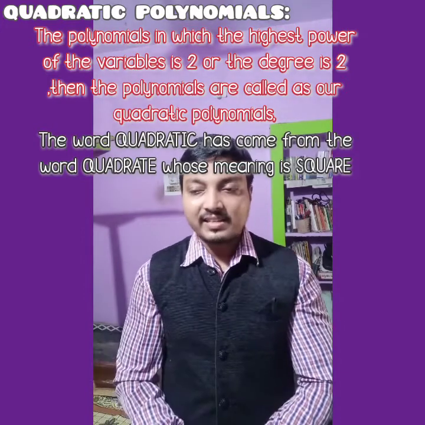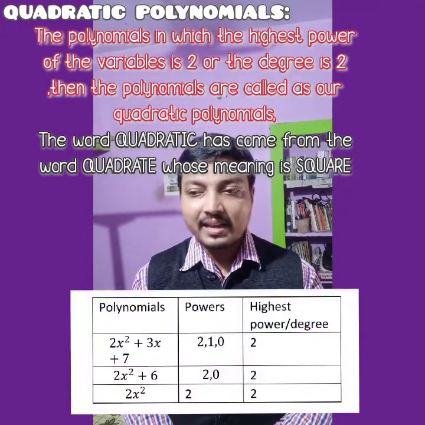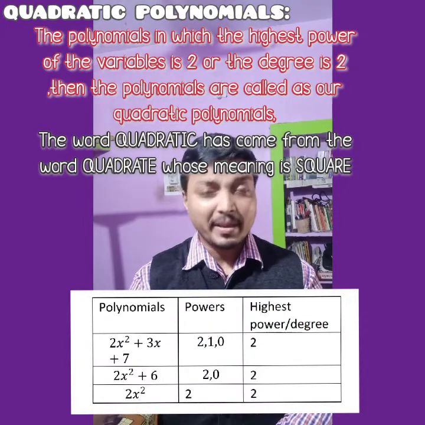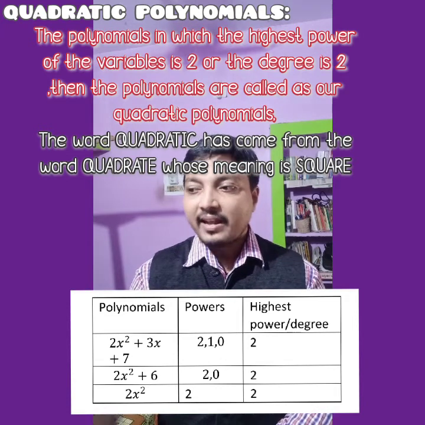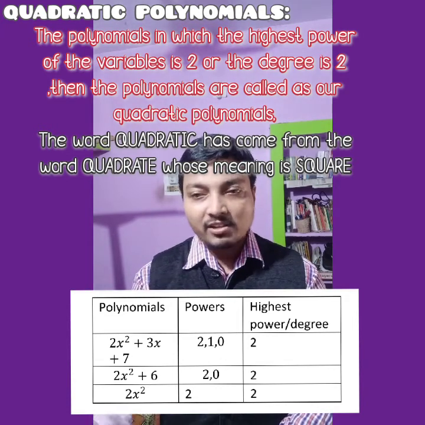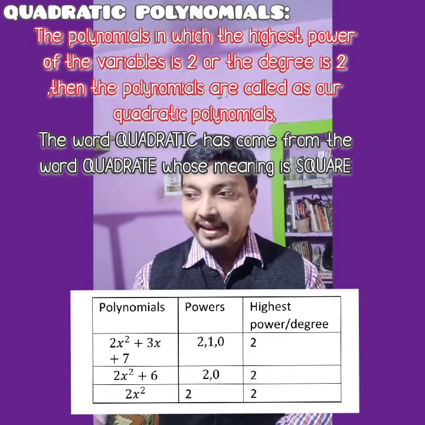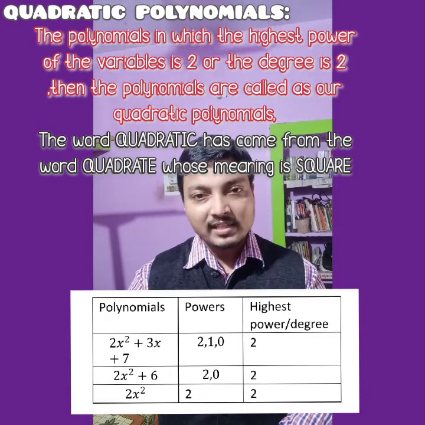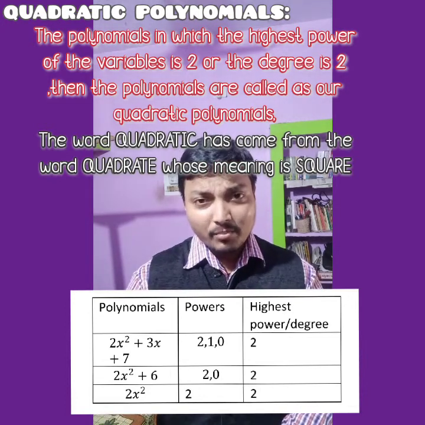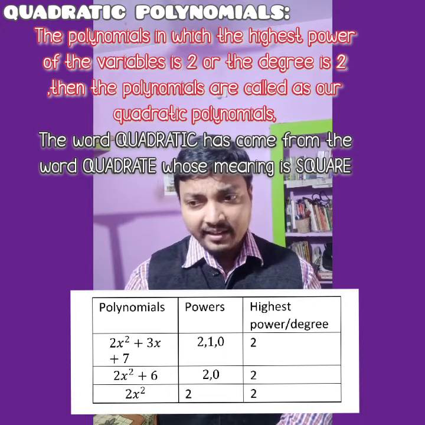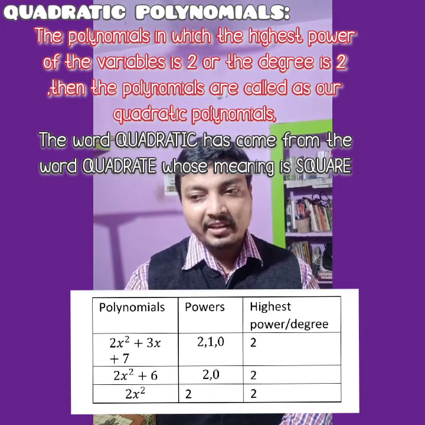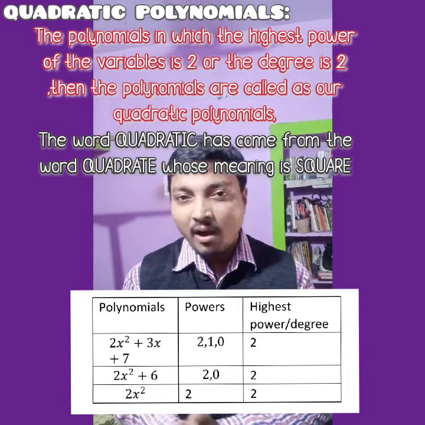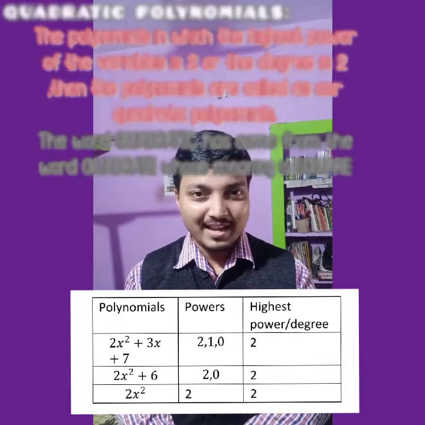A few examples I have shown. One is 2x square plus 3x plus 7. Here the highest power of the variable is 2. Another example, 2x square plus 6. Here also the highest power of the variable is 2. And another one, 2x square. Here the highest power is 2. So in 2x square the degree is 2, in 2x square plus 6 the degree is 2, and in 2x square plus 3x plus 7 the degree is also 2. So all these three polynomials we can call quadratic polynomials.